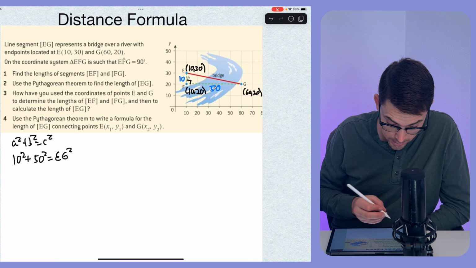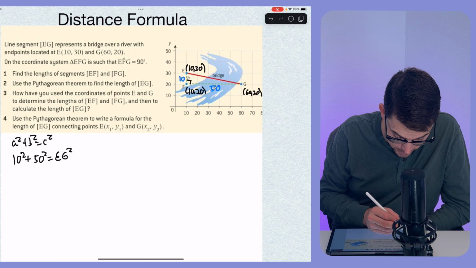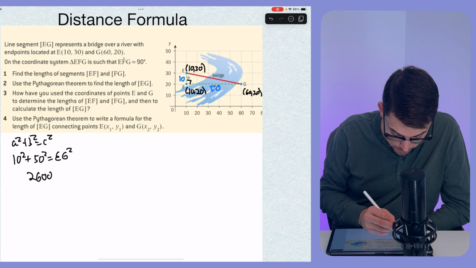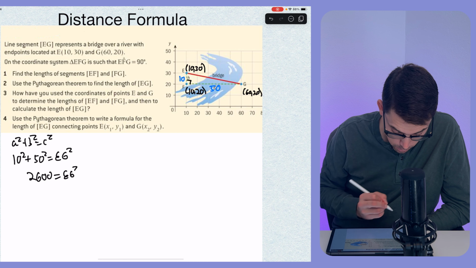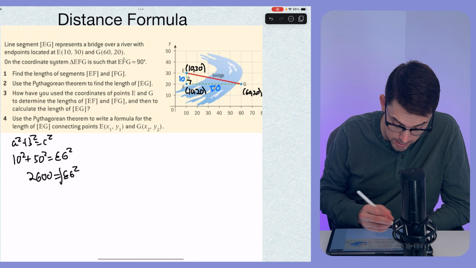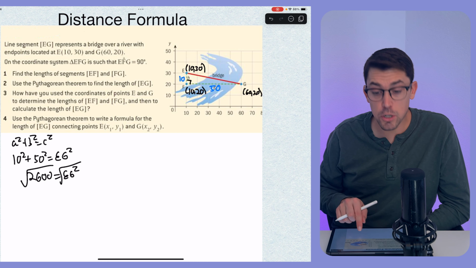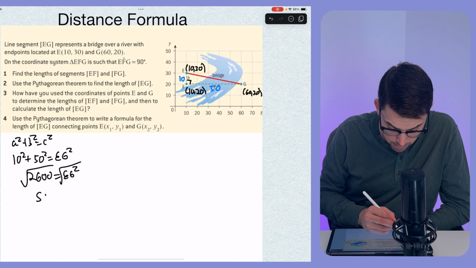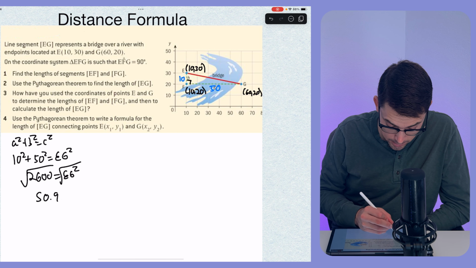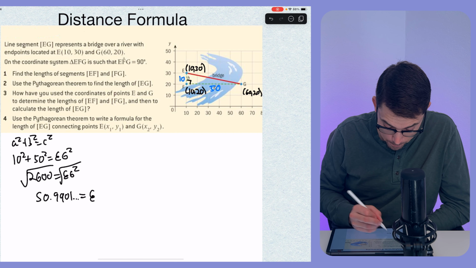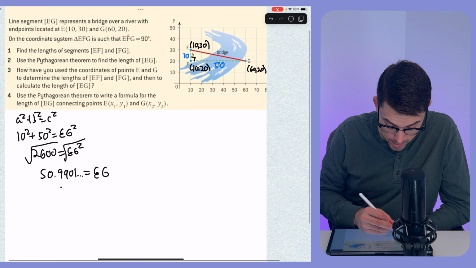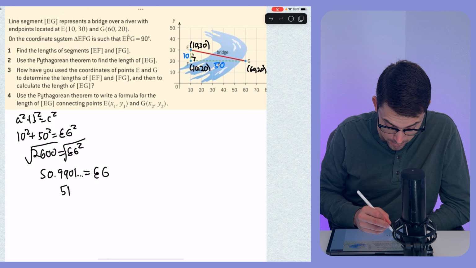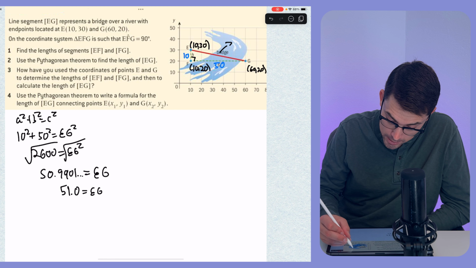What you're going to find is that you get a total of 2600, which is equal to the hypotenuse squared. So how do I get rid of that? Well, I just take the root of each side. And you'll find that you get an approximate answer of 50.9901..., and that's going to be equal to your hypotenuse, EG. And if I want to simplify this down to three significant figures, I'll put 51.0 is equal to EG. So this right here has a length of 51.0.